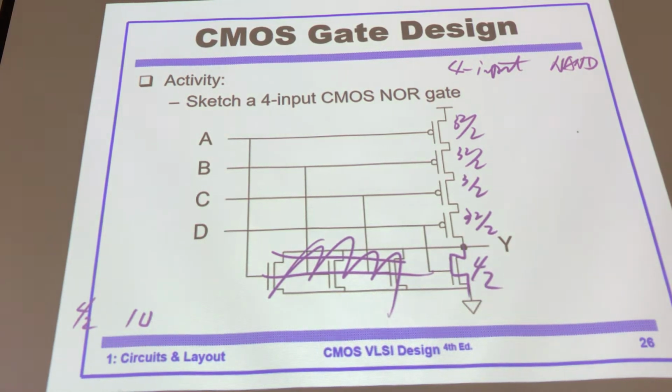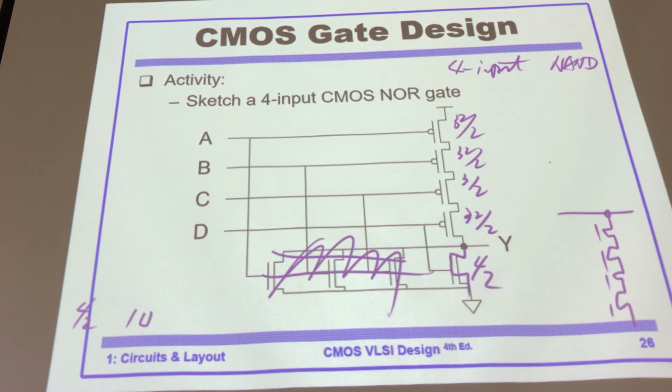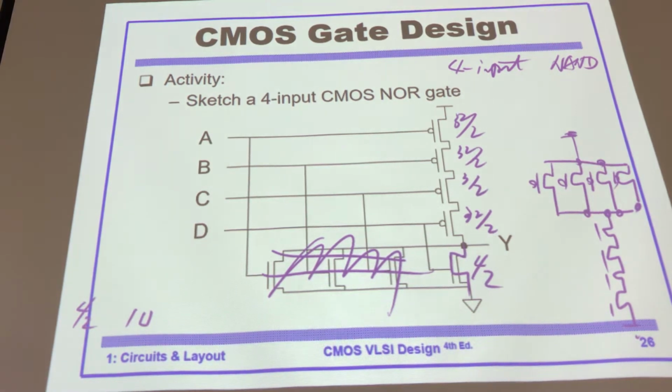A 4-input NAND gate is going to be 4 NMOS in series, and also PMOS transistors in parallel. Okay? So what's the size for NMOS and PMOS respectively?